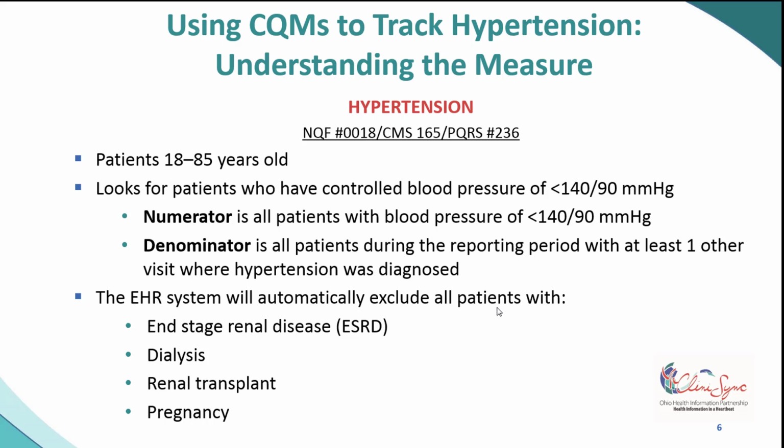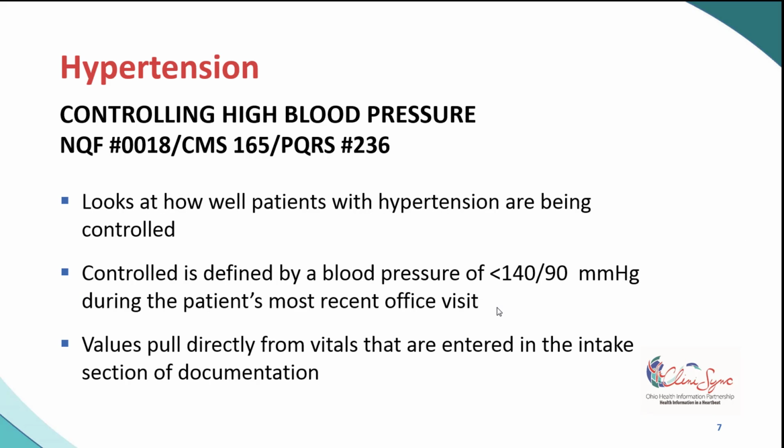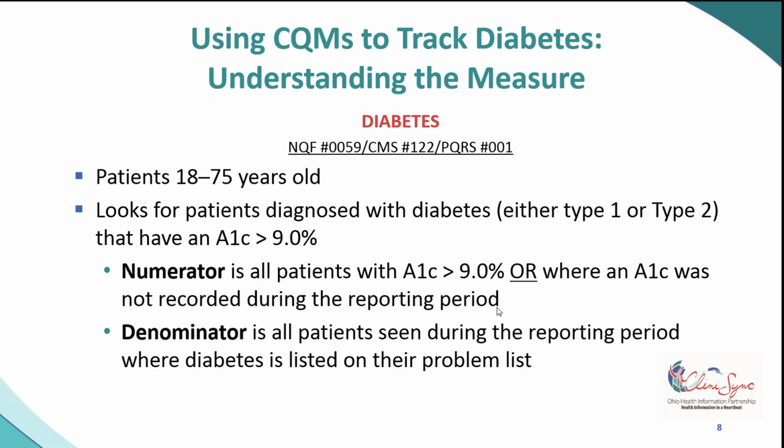This is the denominator. Your EHR system will automatically exclude individuals who have been diagnosed with end-stage renal disease, have had dialysis or a renal transplant, or are pregnant.